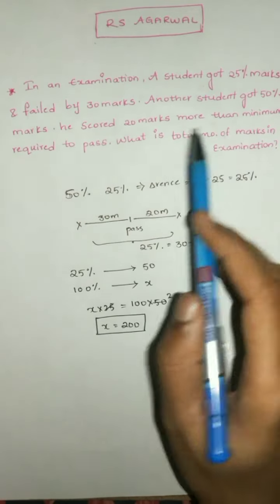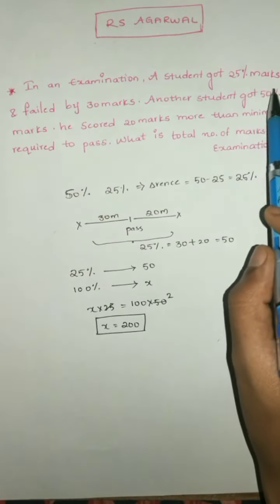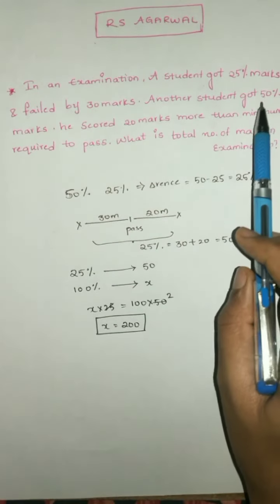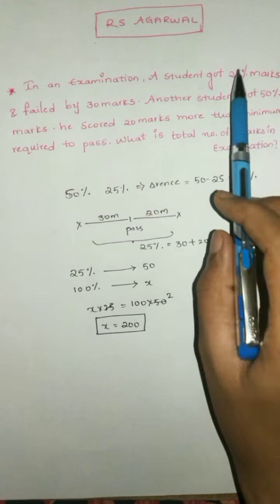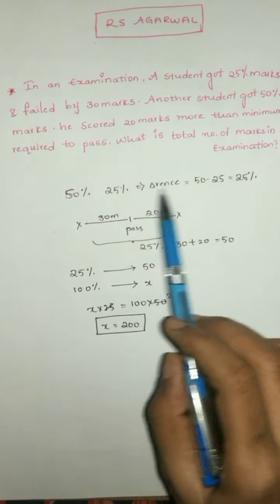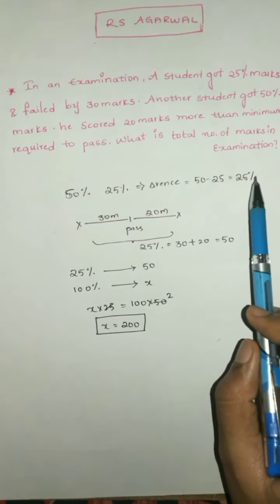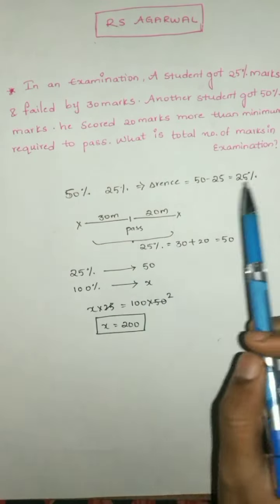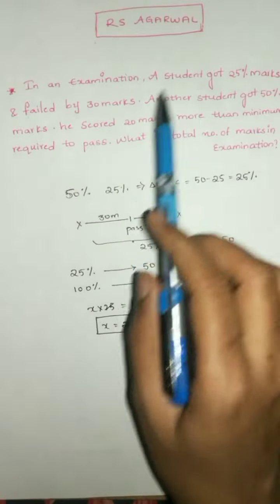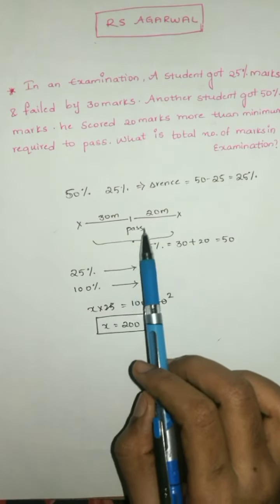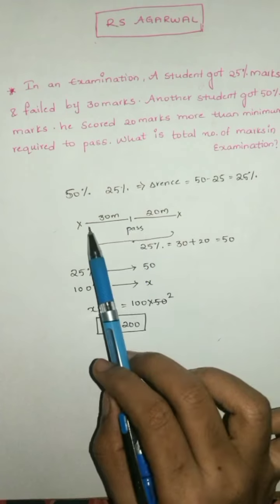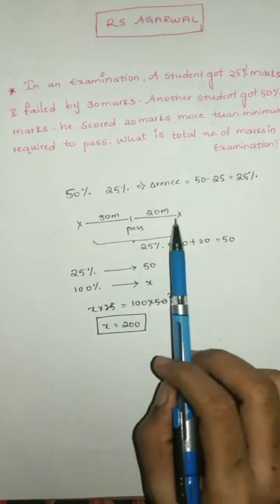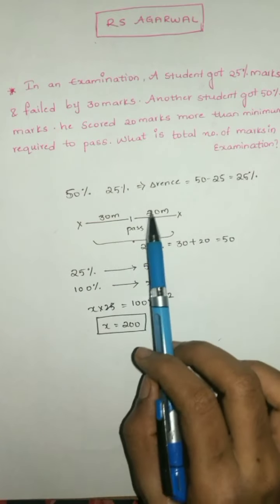In this kind of problem, first of all we always find the difference between the percentages. One student has got 50% and the other got 25%. So 50 minus 25 is 25%. This 25% is the difference between these two students' marks. If we take this as the pass mark, one student failed by 30 marks and the other passed by 20 marks. So the difference between these two students' marks is 30 plus 20.